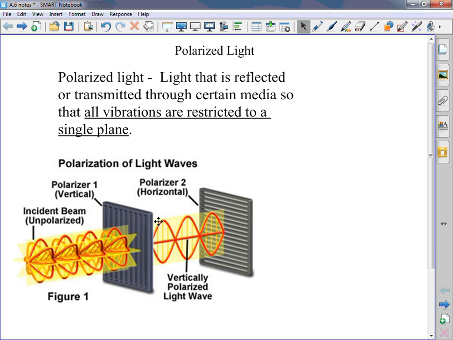Okay. So what's coming out after this first polarizer here? This would be vertically polarized light. It's only oscillating in one plane. Does everyone get that? It's only oscillating in one plane.